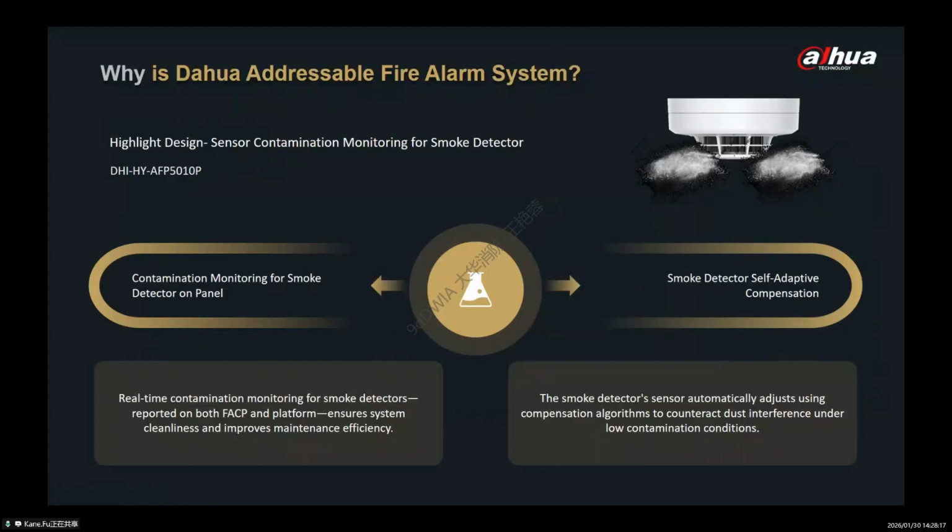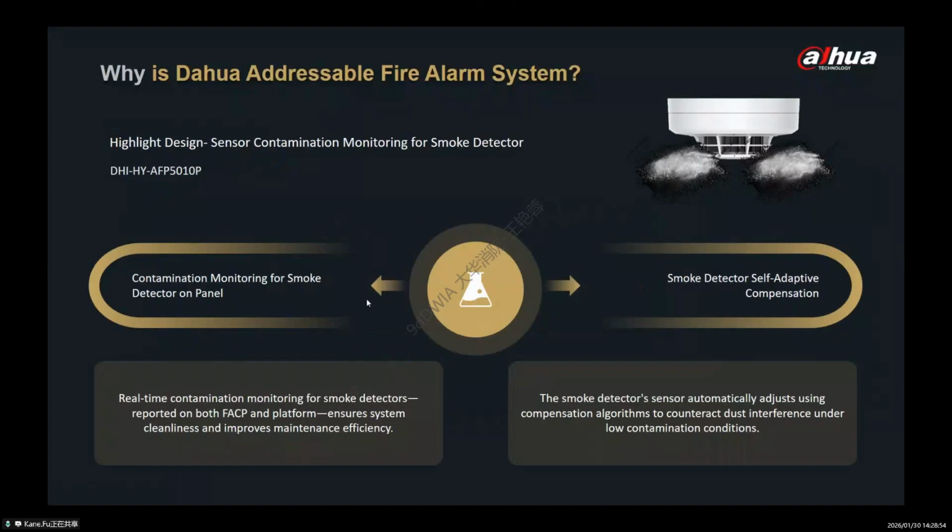And for the highlight function, the first one is sensor contamination monitoring for smoke detector. After the deployment of a new project, maybe 1 year, half year, the smoke detector could be affected by the dust. So it requires the smoke detector can help to report the dust level if it is already affected by this situation.